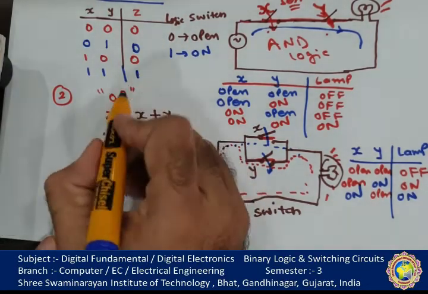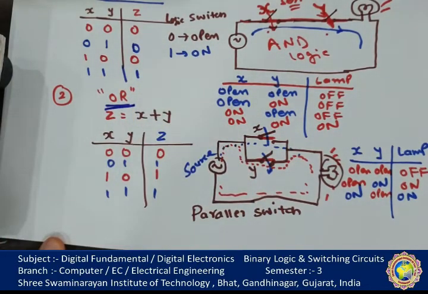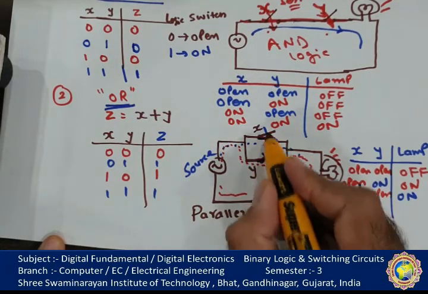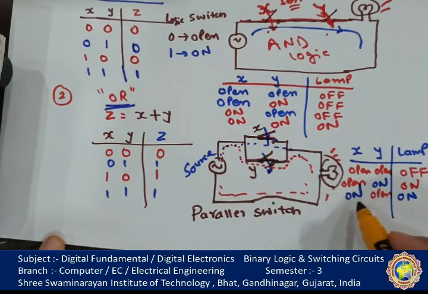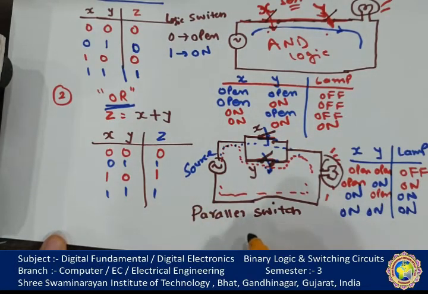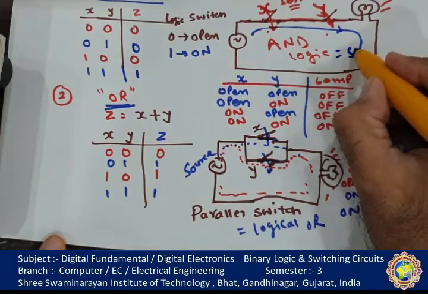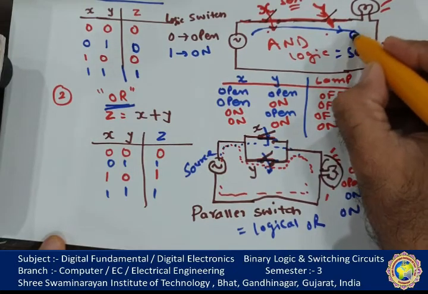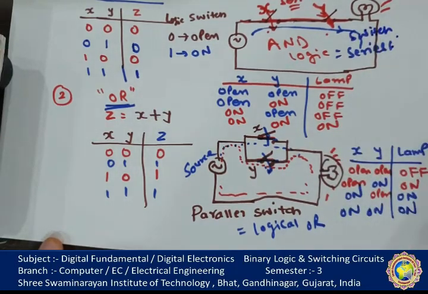So its logic name is OR gate. When both switches are on, the current is shared between the paths, and finally in this condition the bulb is obviously on. So switches in parallel are known as a logical OR gate, and switches in series are called a logical AND gate.